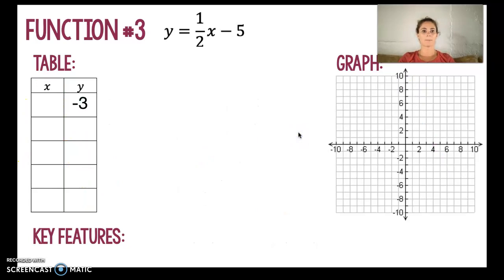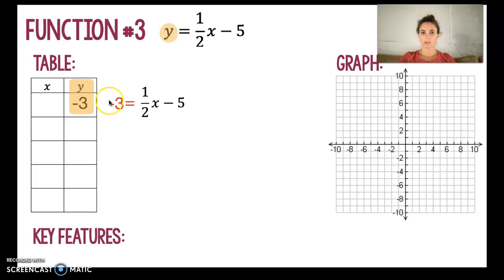All right, one last example. In this one, we have y equals 1/2 x minus 5. And in this table, they gave us an output of negative 3, so it's in the y spot. That's important because that means I'm going to put that negative 3 in the y location, and we're going to solve. So negative 3 equals 1/2 x minus 5.